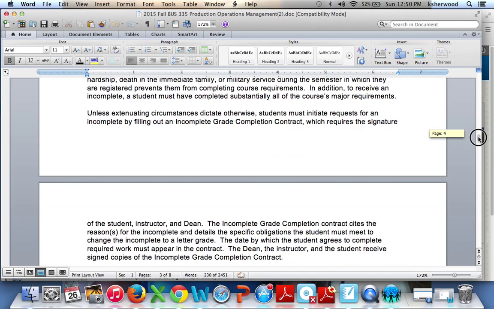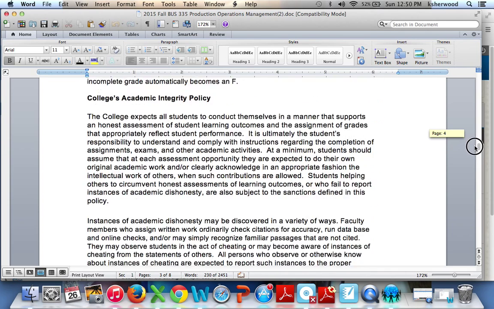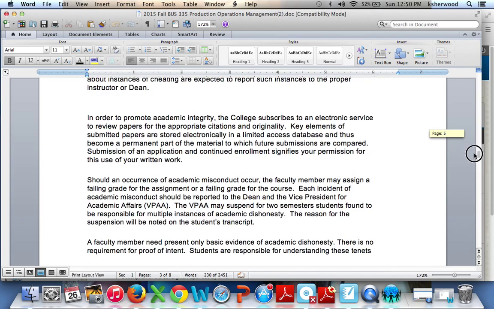And then this is the standard language that you've seen in all approved state syllabi, the incomplete coursework, the academic integrity. You can cite your source and use outside sources, but don't try to plagiarize. And we do use software that does originality check to make sure that it's not borrowed language.